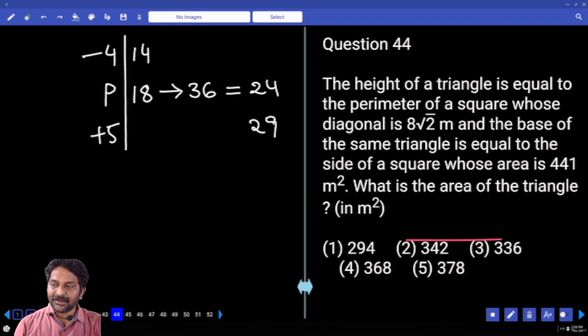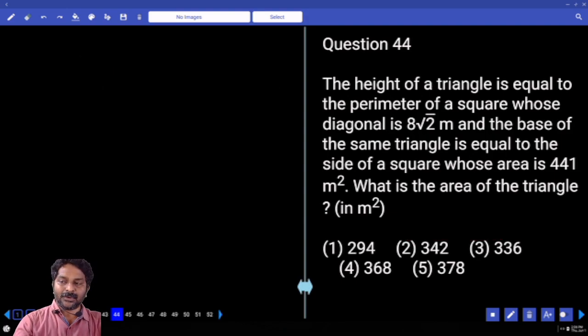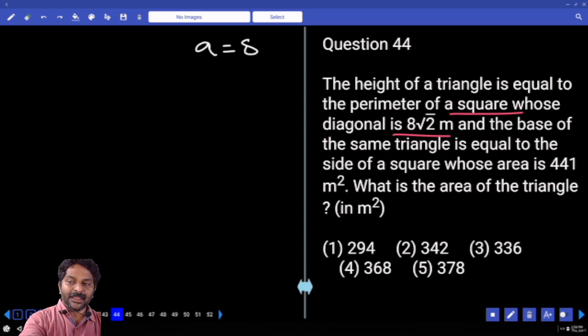Next, the height of a triangle is equal to the perimeter of the square whose diagonal is 8 root 2. Square diagonal is a root 2, which is 8 root 2. That means the side is equal to 8. Height of the triangle is equal to the perimeter of the square. Then height is equal to the perimeter, which is 4 times a, that is 32.